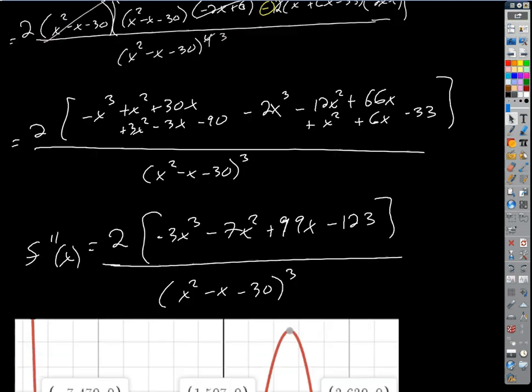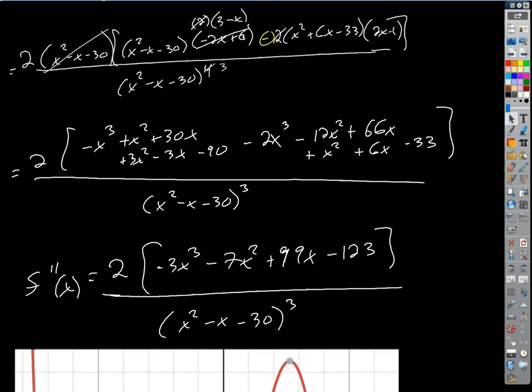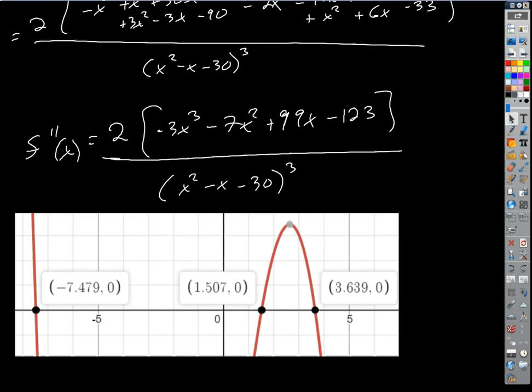I can't believe this one worked out so hard. I kind of thought this was gonna be a little better, but it's not. Hope we didn't make a mistake. Maybe not. Well, at the end, we'll graph this thing and see if we did it right.